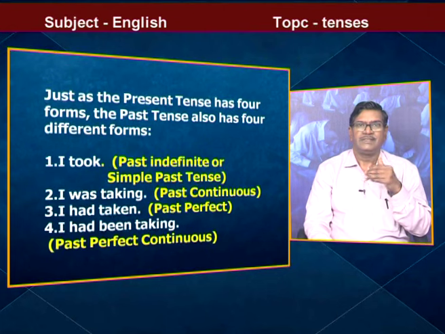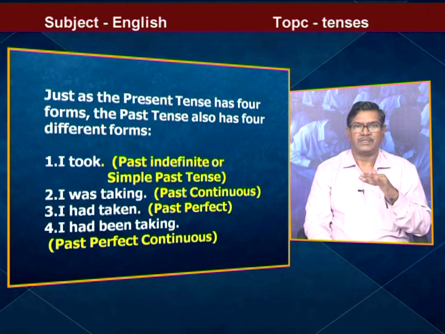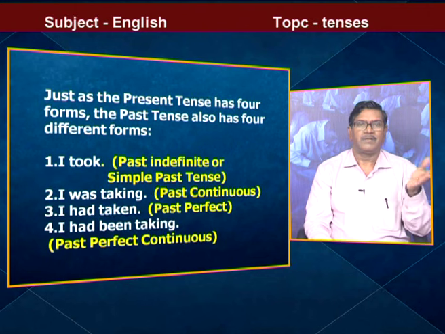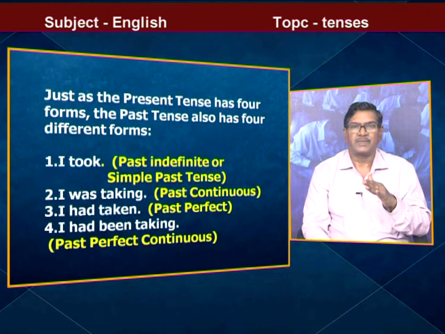Past tense. Just as the present tense has four forms, even the past tense also has four different forms. What are they? Past indefinite or simple past tense, past continuous, past perfect, and past perfect continuous. Present indefinite, past indefinite. Present continuous, past continuous. Present perfect, past perfect. Present perfect continuous, and this is past perfect continuous.